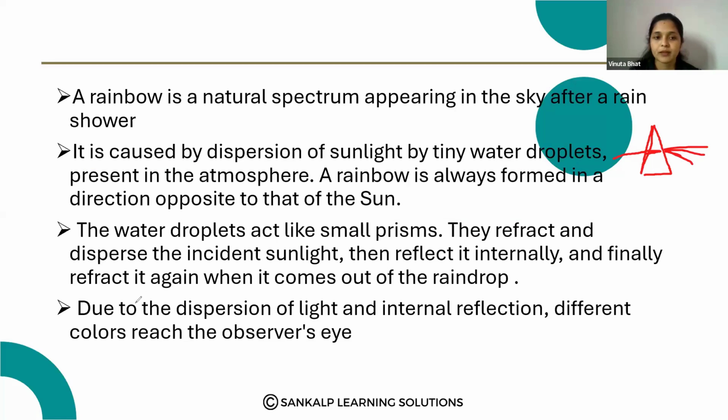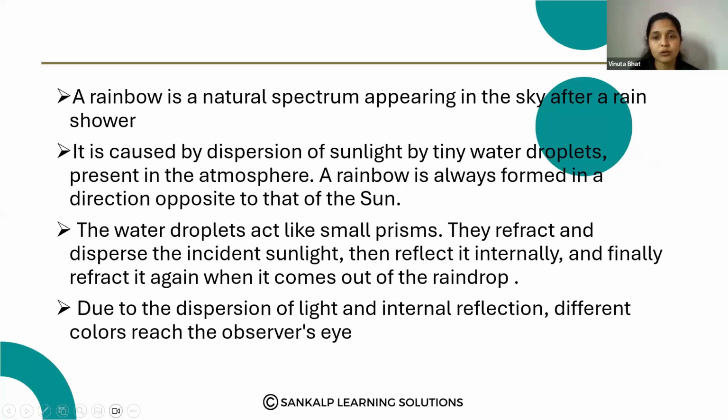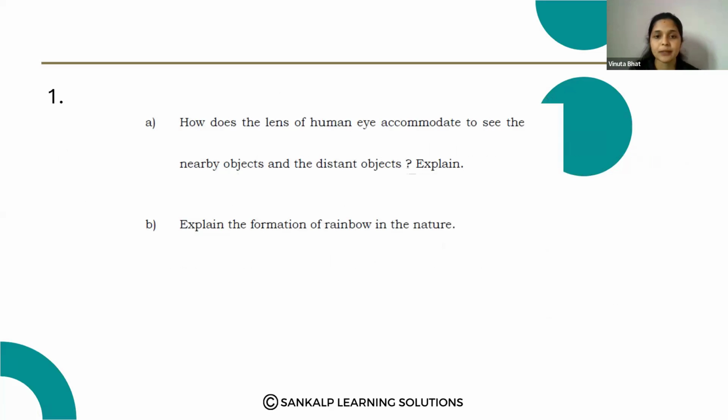Okay, so due to the dispersion of light and internal reflection, different colors reach the observer's eye. So that is how the rainbow forms in our nature. Very important question: explain the formation of rainbow in the nature.